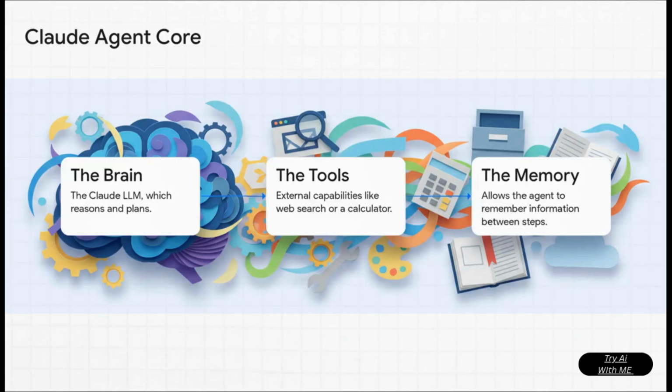Every single Claude agent you build is made of 3 core parts, super simple. First, you've got the brain. That's the Claude model itself, doing all the thinking and planning. Second, you have the tools. These are the special powers you give it, like a web search or a calculator. And third, the memory. This is what lets the agent remember what it did in the last step. That's it. Brain, tools, memory.